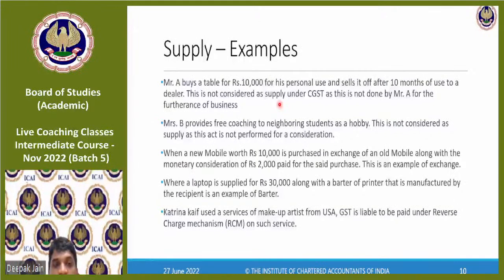This is not considered a supply because he's not a furniture dealer buying and selling. He's just bought it, used it and sold it because his usage got over. This is not considered a supply under GST, as this is not done by Mr. A for the furtherance of business. He's not into the regular habit of buying and selling, so it is not his business, not a supply.